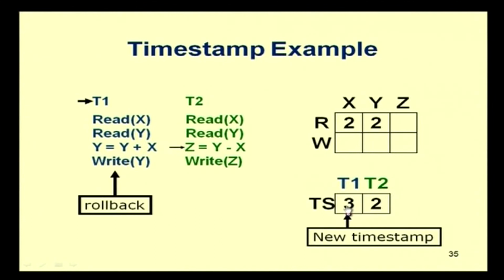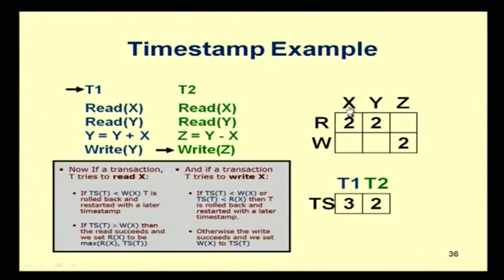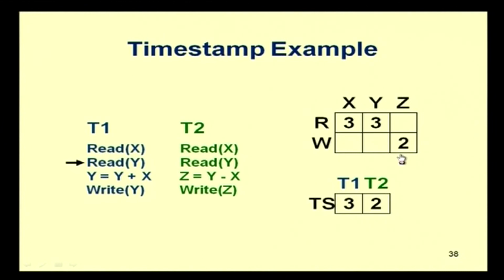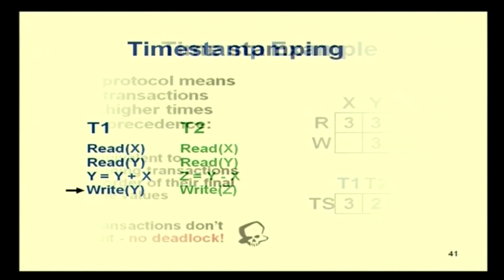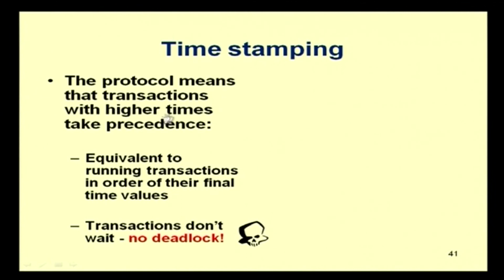Now, with this new timestamp, you have to modify this, because now the largest timestamp that read x is 3 after you do this, and y is also 3. So, this is the value you get after this. So, the protocol means the transaction with the higher timestamp will take precedence, equivalent to running transactions in order of their final timestamp values. Transactions do not wait, so there is no deadlock.